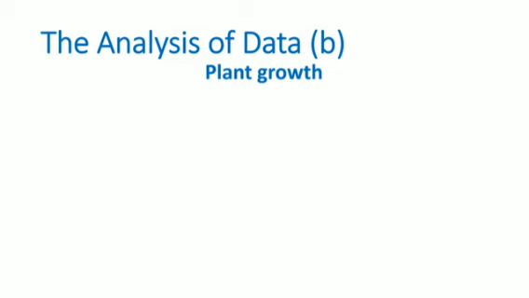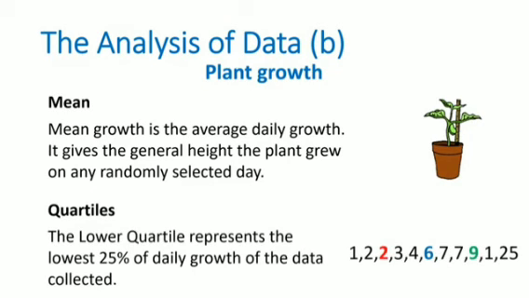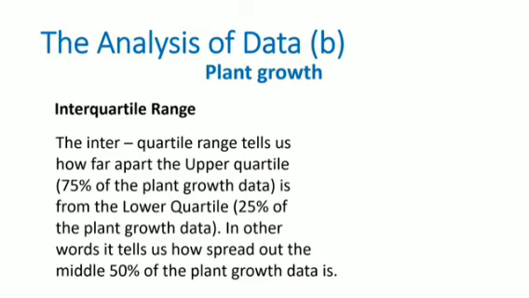One summary data you can use is the mean. Contextually, this data gives the average daily plant growth throughout the 30-day period. Quartiles may also be used to observe portions of the data. For example, the lower quartile represents the lowest 25% of daily plant growth of the data collected. The interquartile range may also be used to see how widely spread is the middle 50% of the plant growth. This is the formula used for calculating the interquartile range.